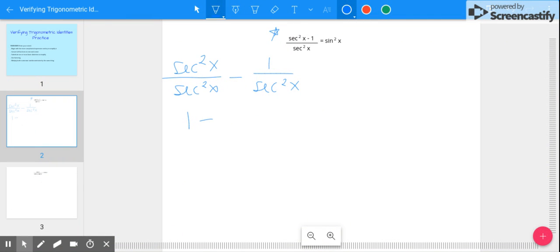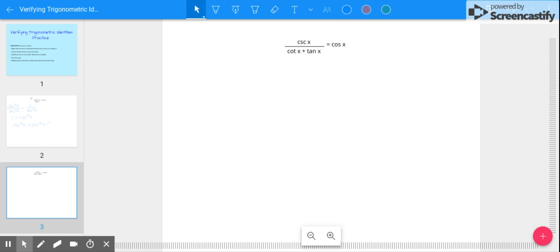And then a basic reciprocal identity of secant squared of x, secant becomes cosine, so that would be a cosine squared of x. And now we could go to Pythagorean identity because 1 minus cosine squared of x, if we manipulate our sine squared plus cosine squared, that should equal sine squared of x. And there we have it. First one verified.